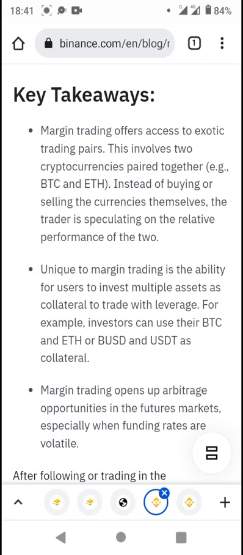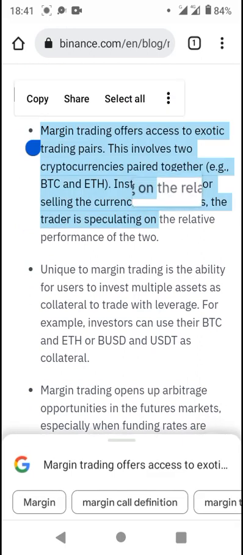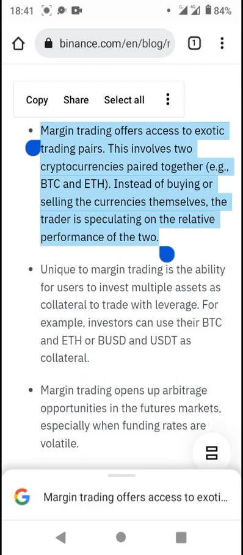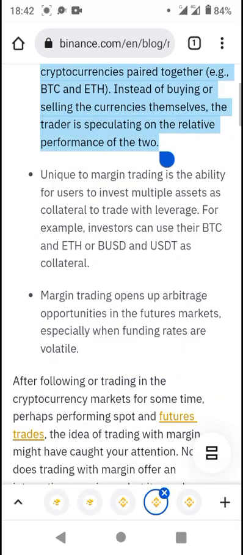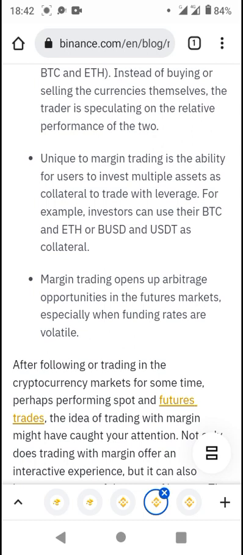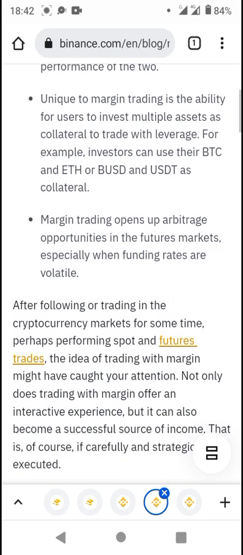So you need to know that margin trading offers access to exotic trading pairs, and this involves two cryptocurrencies paired together, e.g. BTC and ETH. Instead of buying or selling cryptocurrencies themselves, the trader is speculating on the relative performance of the two. There's also a feature unique to margin trading, which is the ability for users to invest multiple assets as collateral to trade with leverage. For example, investors can use their BTC and ETH or BUSD or USDT as stablecoin.